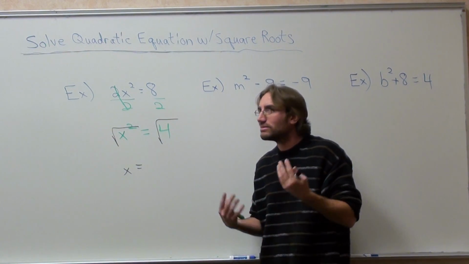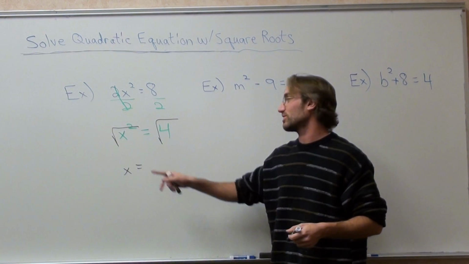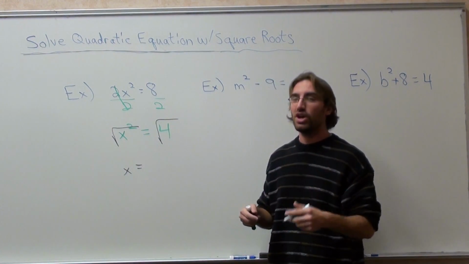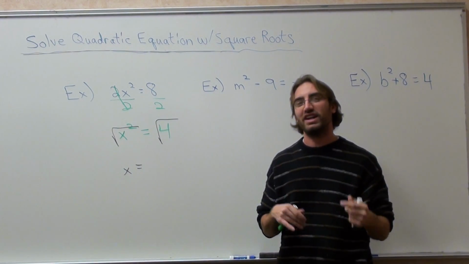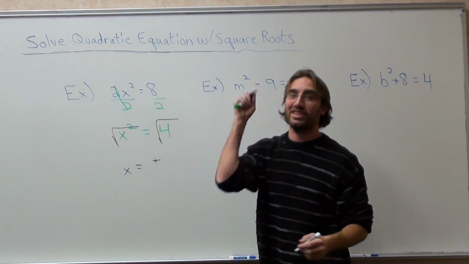Yeah. So I say that it's good and it's bad. It's good because it can help you destroy squares. But it's bad because you can hurt innocent people. So whenever you take the square root of something, you've got to account for the good and the bad. The positive and the negative.